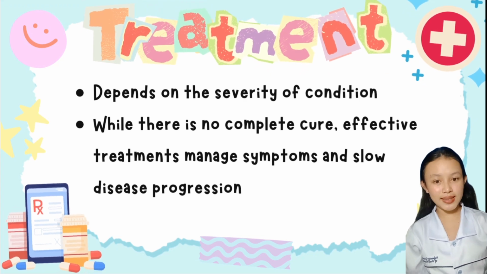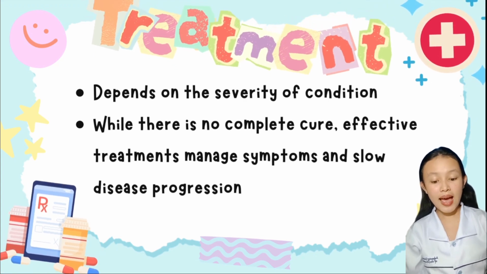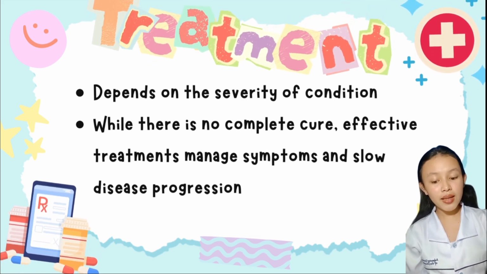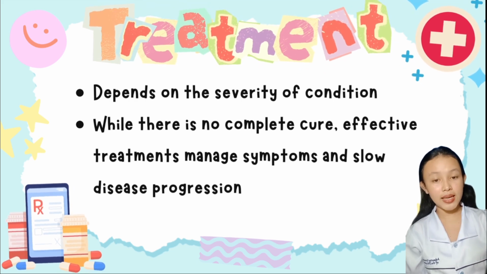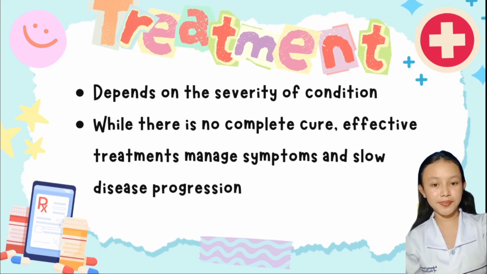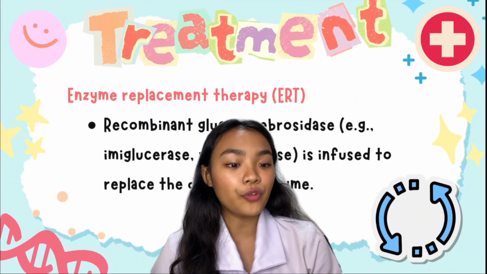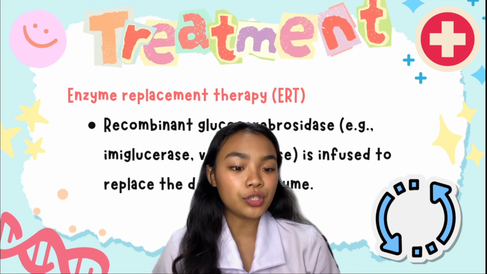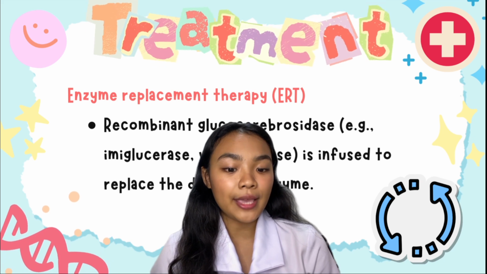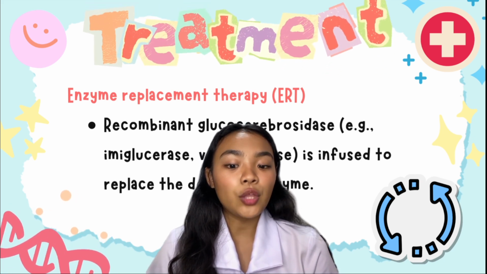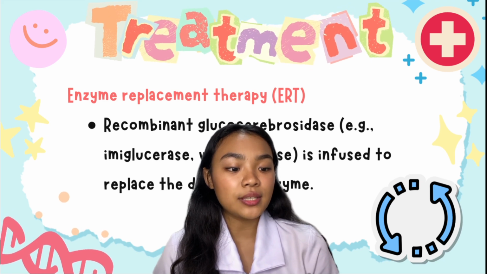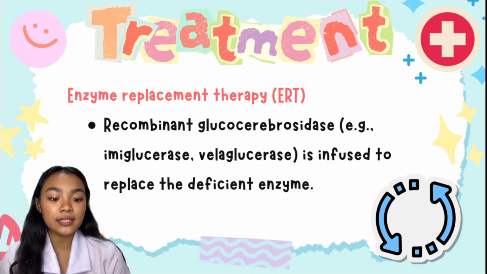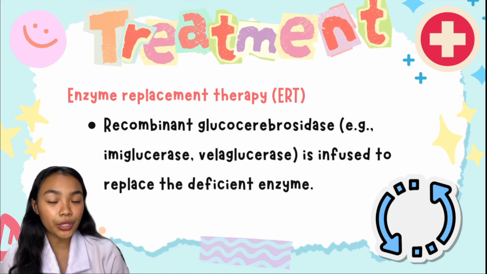Treatment for Gaucher's disease depends on how severe the condition is and the type of symptoms a person has. While there is currently no complete cure, several effective treatments can help manage symptoms and prevent the disease from getting worse. Let's talk about the treatment of Gaucher's disease. Unfortunately, there's no full cure for the condition, but don't worry, there are treatments that can really help. The treatment you can get depends on how serious the disease is. While it doesn't cure the disease, it can manage the symptoms and help slow down how fast the disease gets worse. One of the treatments for Gaucher's disease is called enzyme replacement therapy, or ERT.